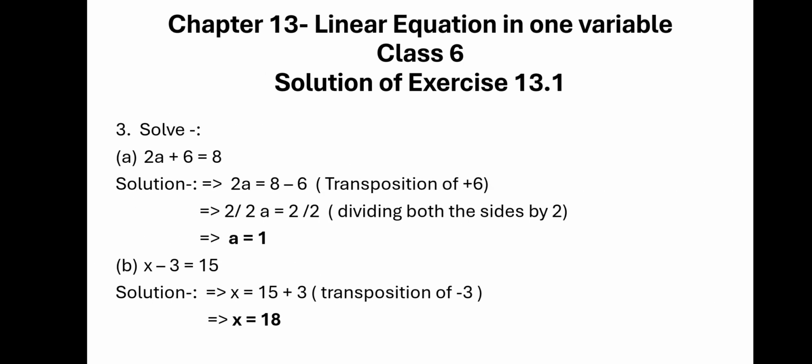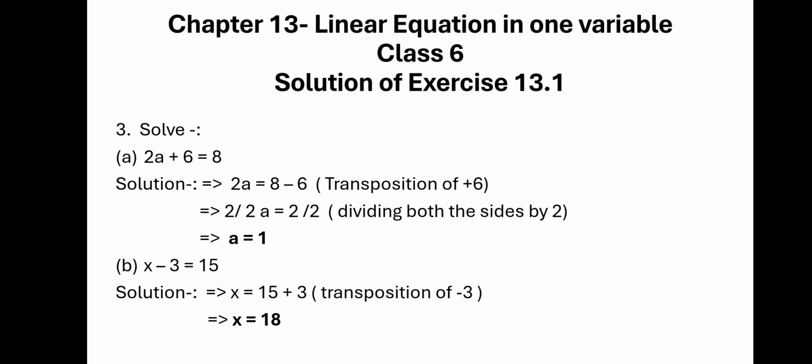Then the third question of exercise 13.1, chapter 13, linear equation in one variable. Solve: 2a plus 6 equal to 8. We have to solve this equation. It implies 2a equal to 8 minus 6, that is transposition of positive 6 as negative 6. Then we are dividing both the sides by 2.